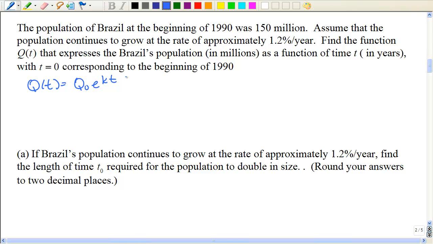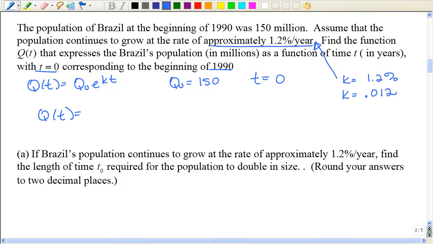All right, so let's see. The population at 1990 was 150 million. So it means our initial population was 150 million, and T of 0 is going to correspond to 1990. Assume that the population continues to grow at a rate of approximately 1.2% a year. That is our growth constant, that is K. But we need to change that percent to a decimal, so we move the decimal to the left 2 places. All right, so we know K. Find the function in millions.